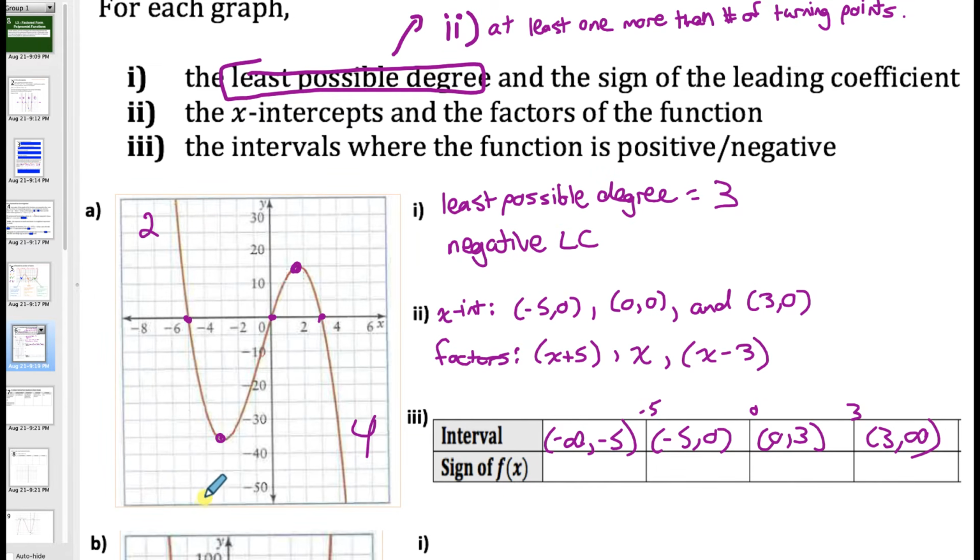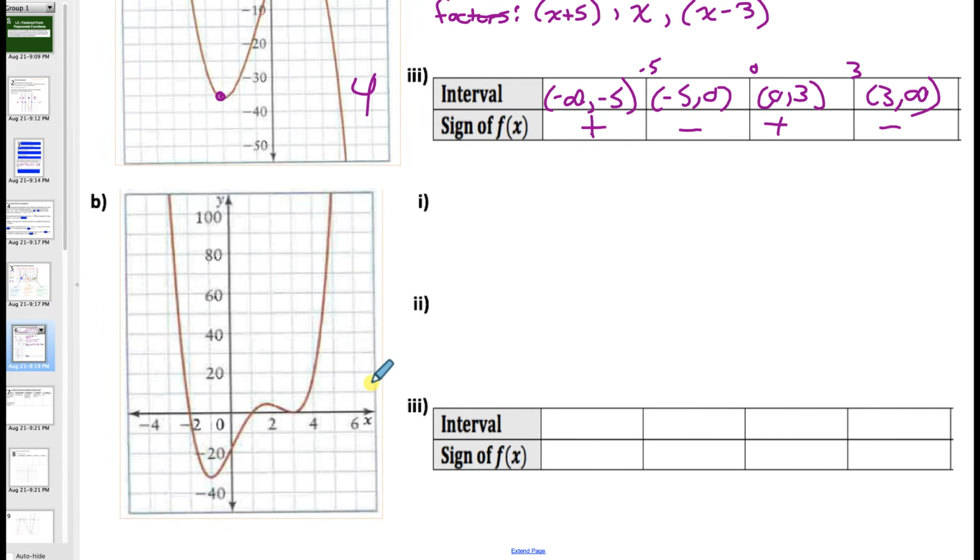And now what's the sign of the function in each of those intervals? So from -infinity to -5. So that means over here, where's the function? It's above the x-axis. It's up here. It's positive. How about from -5 to 0? Well, the function is down here. It's below the x-axis. So it's negative. From 0 to 3. So here, the function's above the x-axis. So positive. And from 3 to infinity, below the x-axis, negative. Notice it changes signs at all 3 of the x-intercepts. That's because all 3 of the x-intercepts are odd order. They're all order 1. Let's try another one, part B.